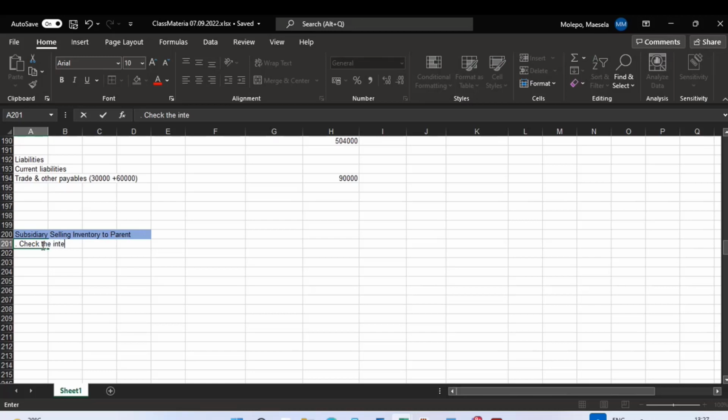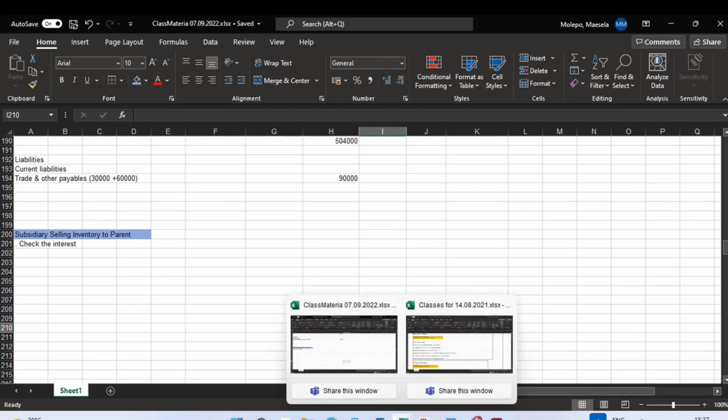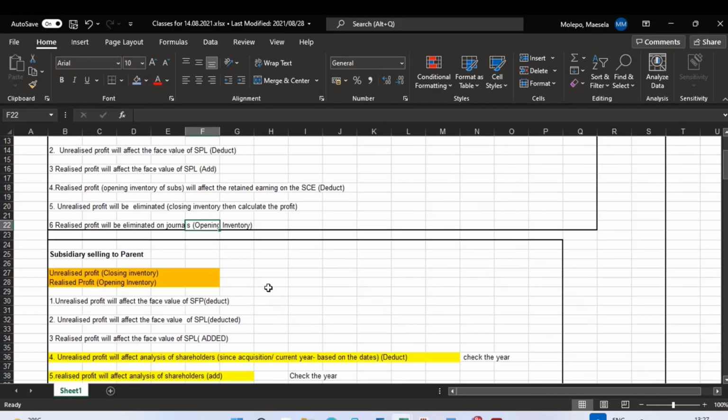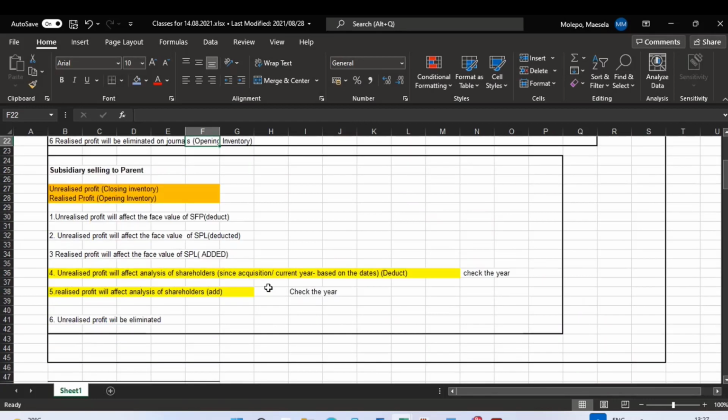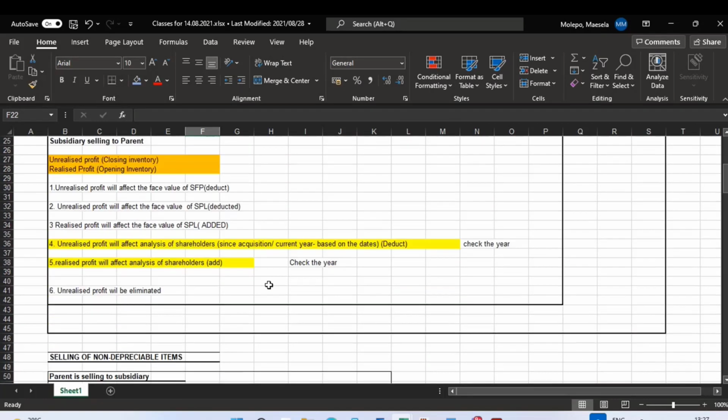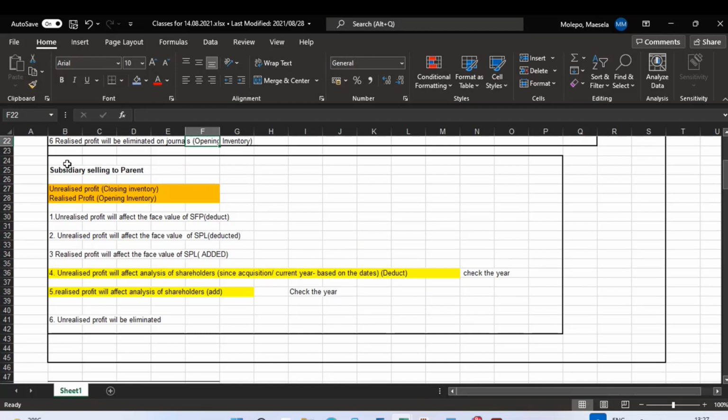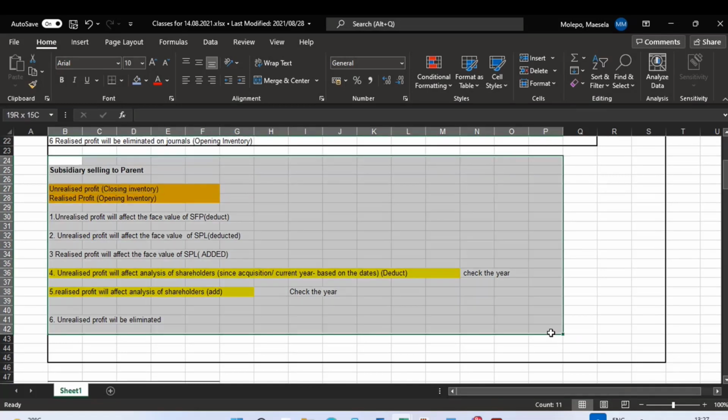And sir, can we have those notes you have on the side for the subsidiary selling inventory to parents? Oh yeah, okay, you are right. Let me give you the notes first. You write them, and then from there we proceed. Now, subsidiary selling to parent. Please write this portion, this one. Then I will be waiting for you.